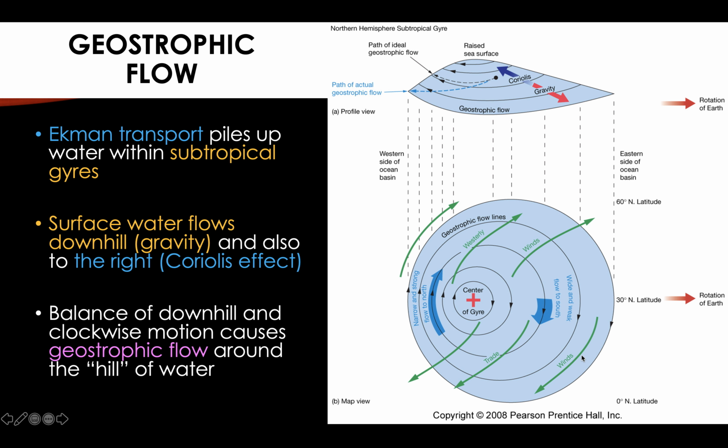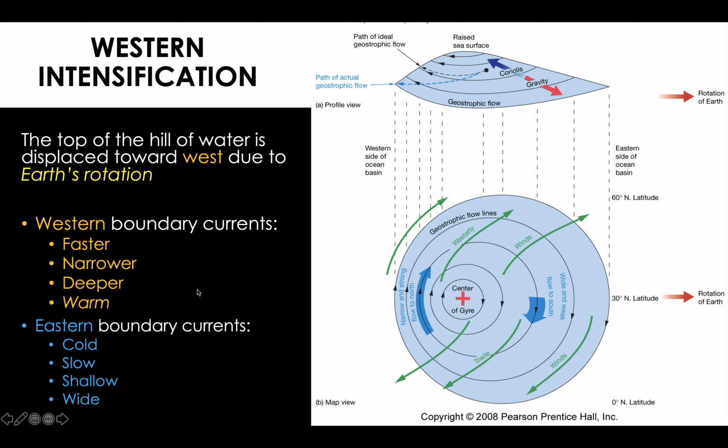So geostrophic flow within these gyres is what controls how fast or how slow and the temperature of these ocean currents. Western boundary currents are going to be faster, narrower, and deeper, and these are also going to be your warm ocean currents. The eastern boundary currents of every gyre are cold. They're slow moving, much shallower, and wider.